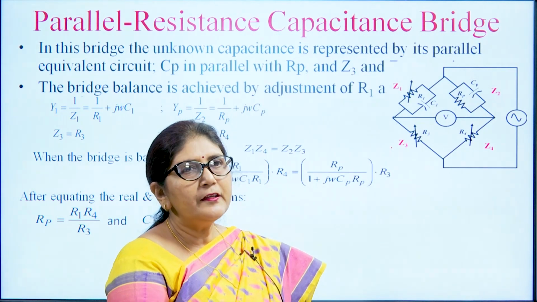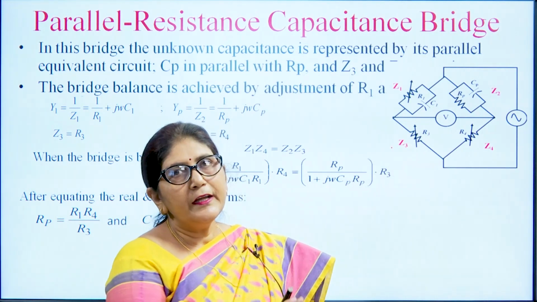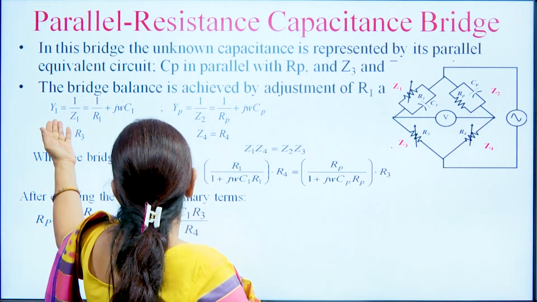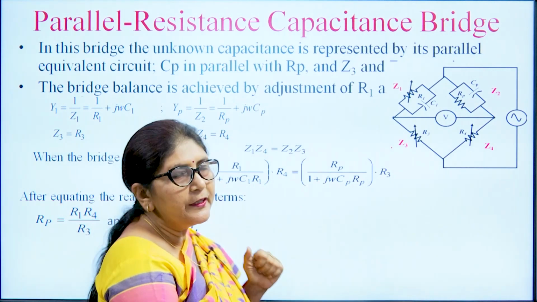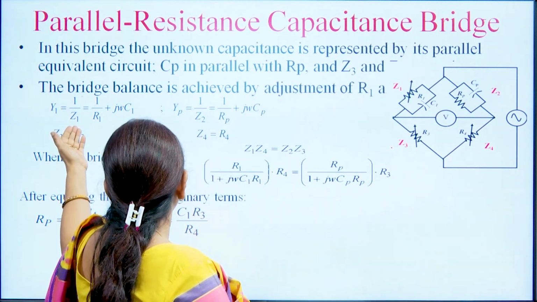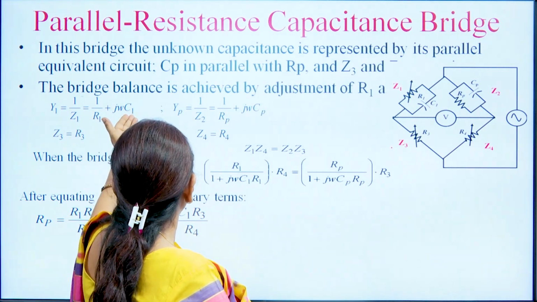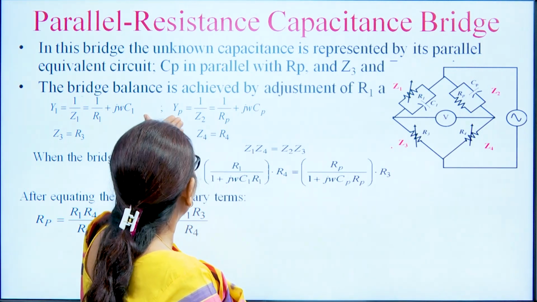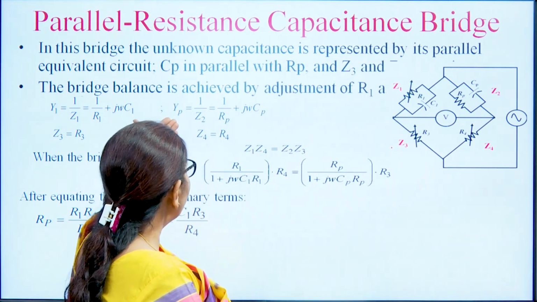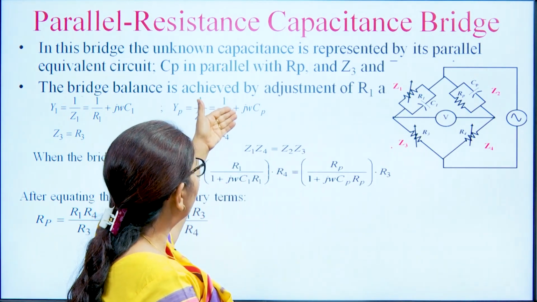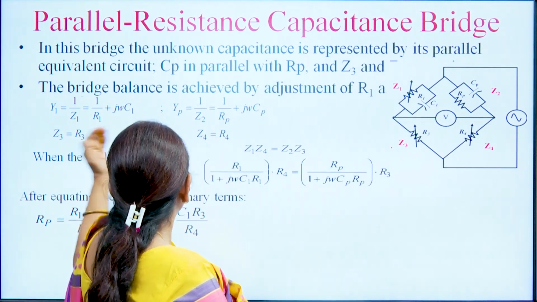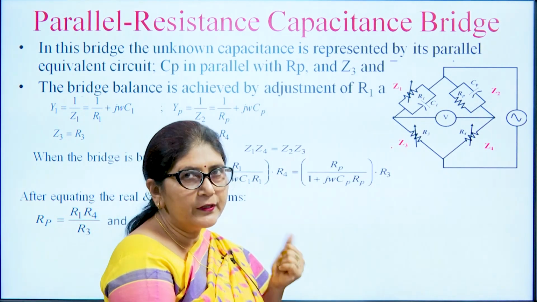We have to vary Z1, and again we can write Y1, the admittance, which is equivalent to 1 by Z1. That is equal to 1 by R1 plus J omega C1. Yp, again with the unknown capacitance, 1 by Z2 is equal to 1 by Rp plus J omega Cp. Z3 and Z4 are pure resistances.